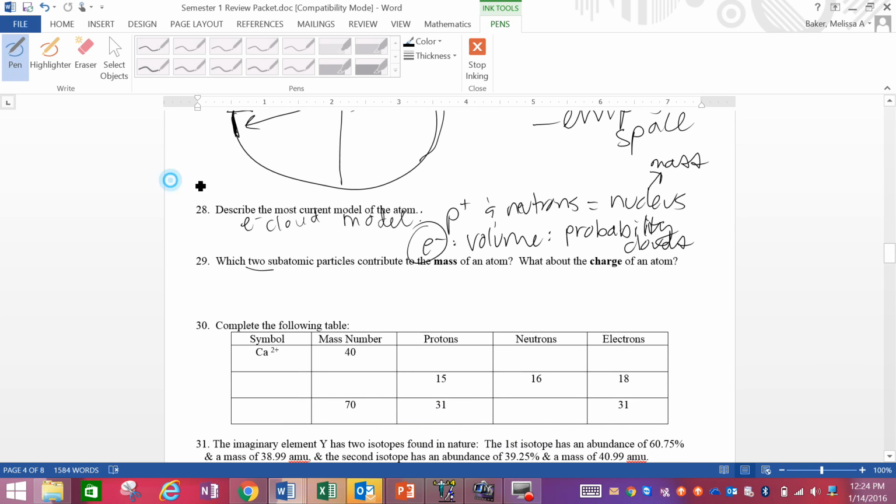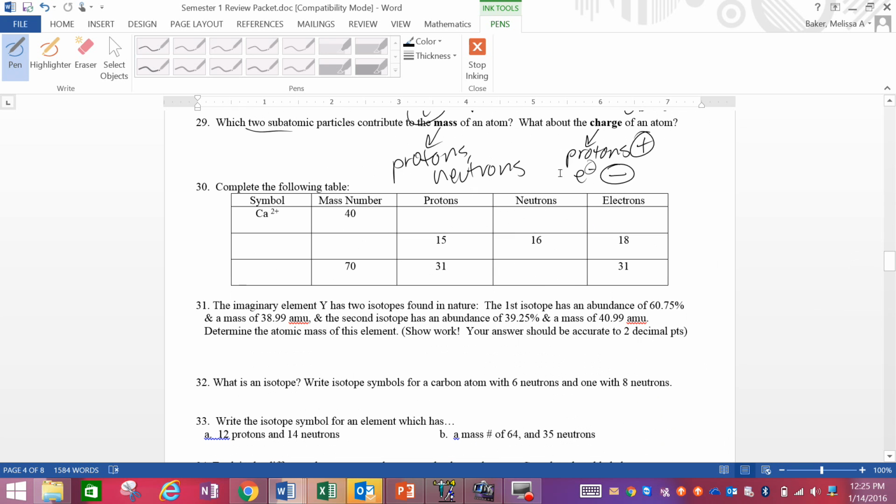Which two contribute to the mass? That's what I was just talking about. Protons and neutrons. What about the charge? Protons have a positive charge, and electrons have a negative charge. That's why I always draw them with the little minus sign. So now we should be able to complete a table.